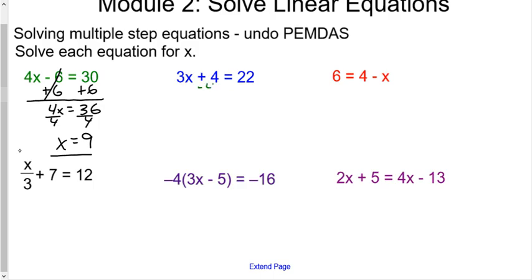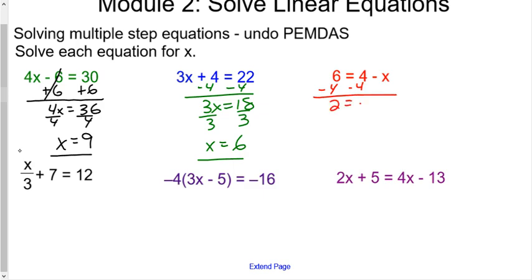Same concept here on the next one. We're undoing the adding and then undoing the multiplying to get x equals 6. On the next one, again, this is positive 4, so we're going to subtract 4 from both sides, and we get 2 equals negative x, or you could write it as negative 1x if that helps you, because we have to divide by negative 1.